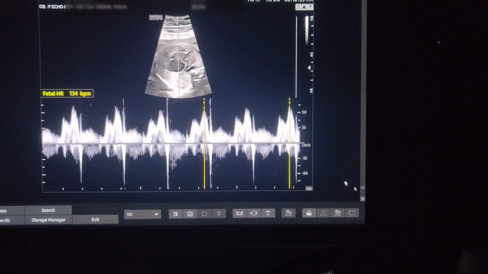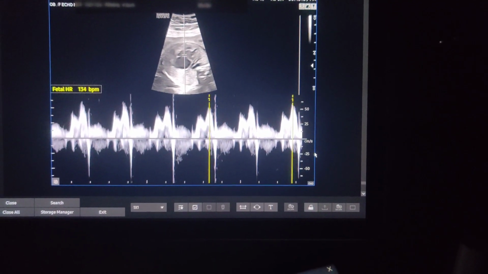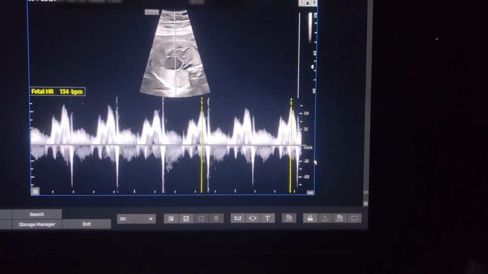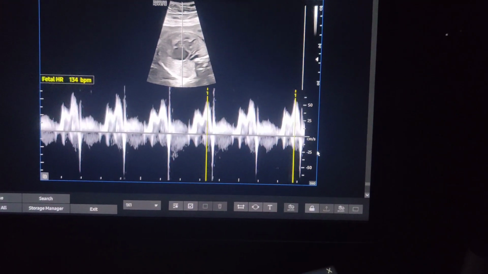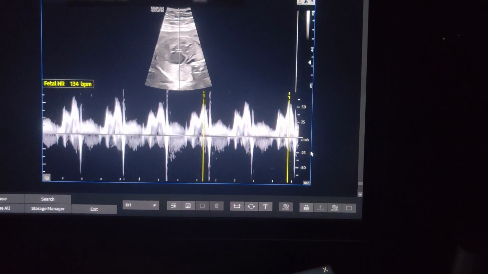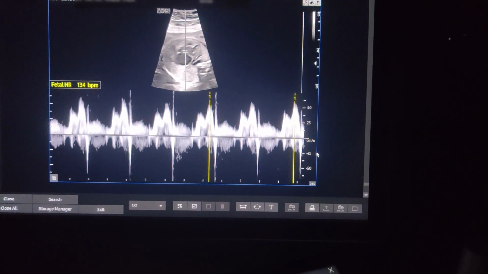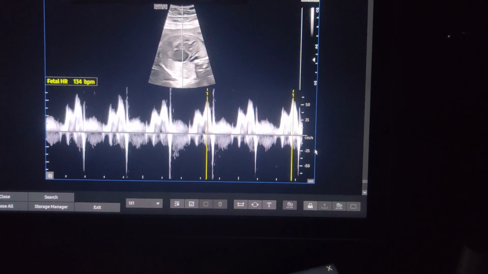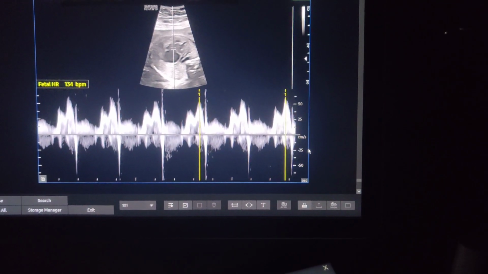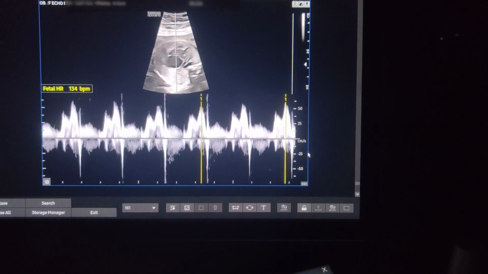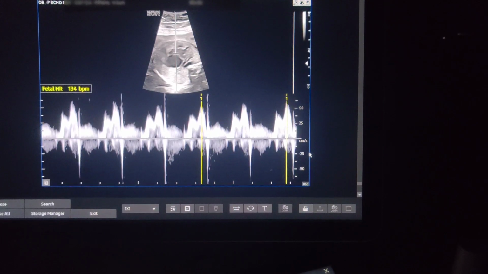So thus we have actually shown a case of complex cardiac anomaly with cleft lip and cleft palate. The cardiac anomaly seems to be atrioventricular canal defect with double outlet right ventricle and with total anomalous pulmonary venous drainage, a supracardiac variety.